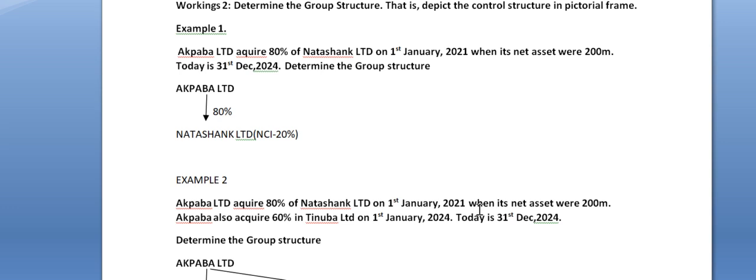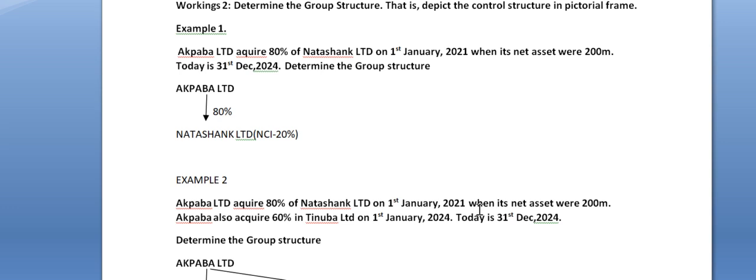Example 1. Akpaba Limited acquired 80% of Natasha Limited on 1st January 2021 when its net assets were 200 M. Today, 31st December 2024, determine the group structure. How do you do that? You just write the name of the parent first. That's what you are seeing now on your screen. Akpaba Limited, that's 1. Then Natasha, you draw that arrow down to signify control. You draw the arrow down.